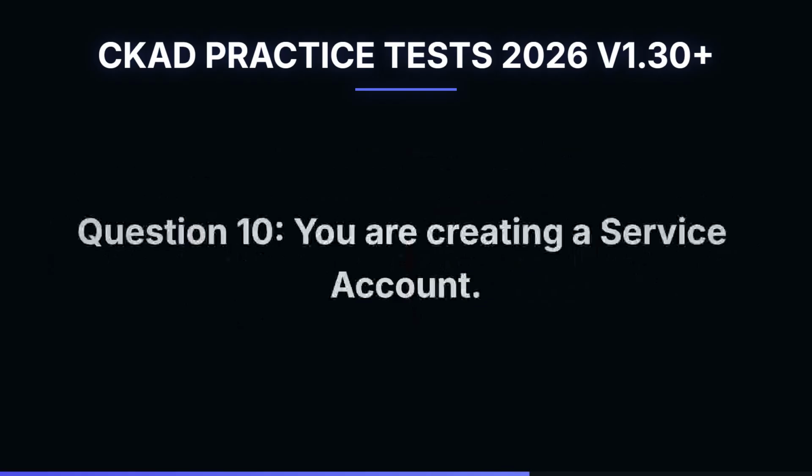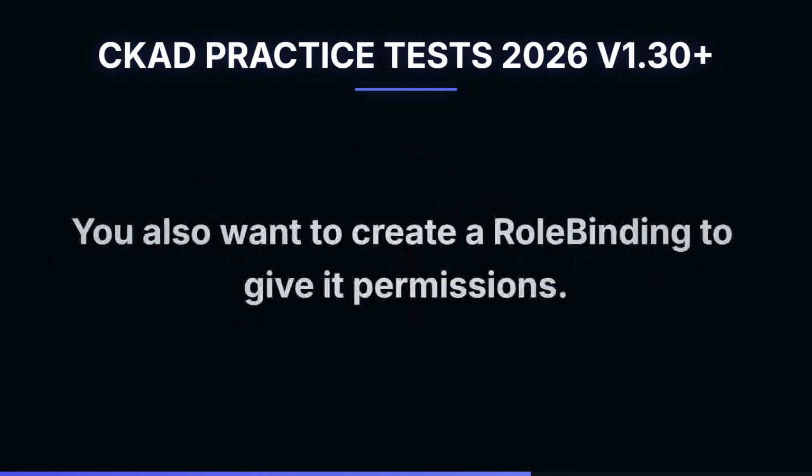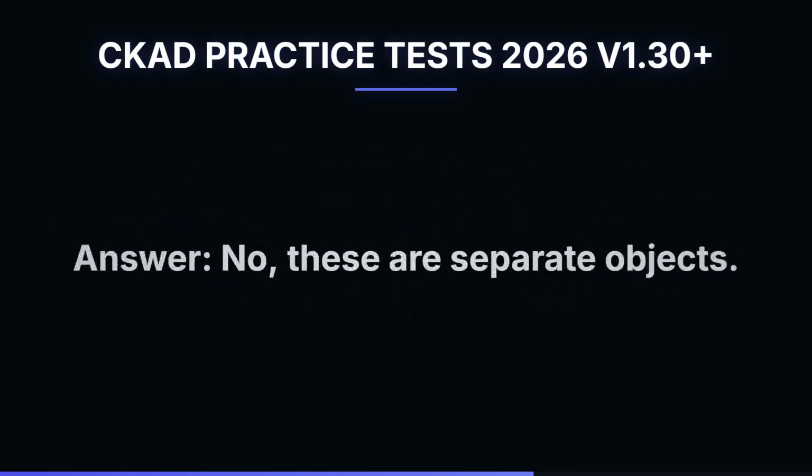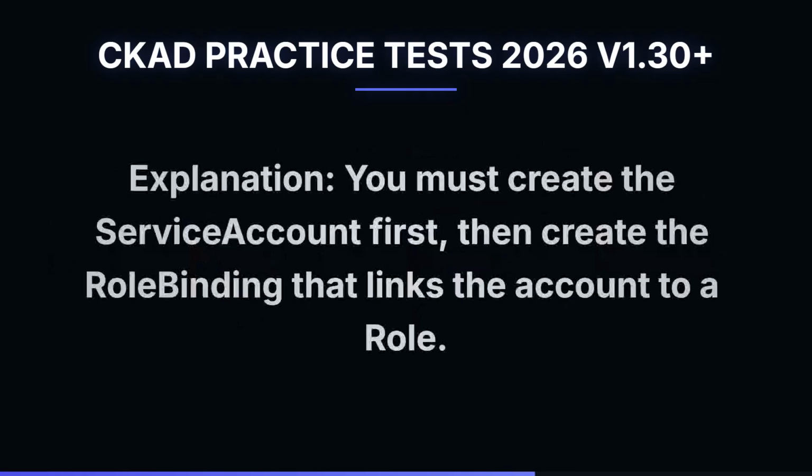Question 10. You are creating a service account. You also want to create a role binding to give it permissions. Can you do this in one command? Answer: no, these are separate objects. Explanation: you must create the service account first, then create the role binding that links the account to a role.